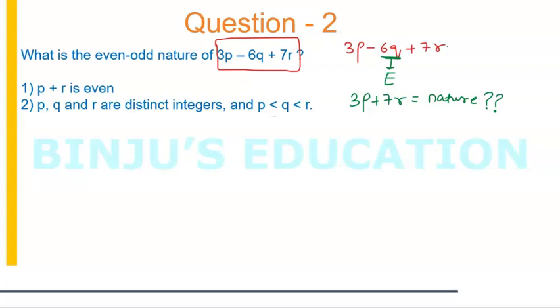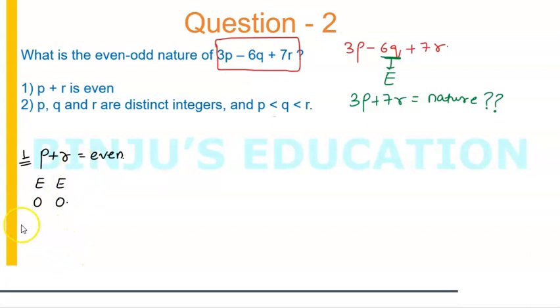Alright. Now, what do the two statements say? The first statement says that p plus r is even, which leaves us with only two options. Option 1 is both of them are even. Option 2 is both of them are odd.